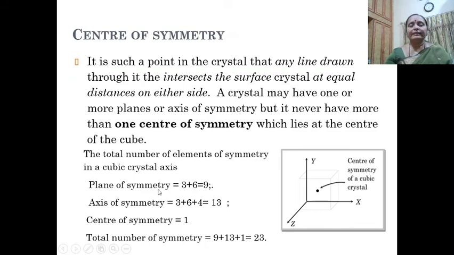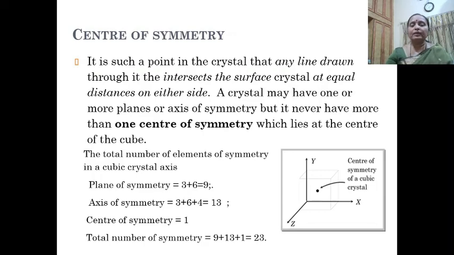Coming to center of symmetry, it is such a point in a crystal that any line drawn through it intersects the surface at equal distance on either side. A crystal may have one or more planes of symmetry and axes of symmetry, but it will have only one center of symmetry.